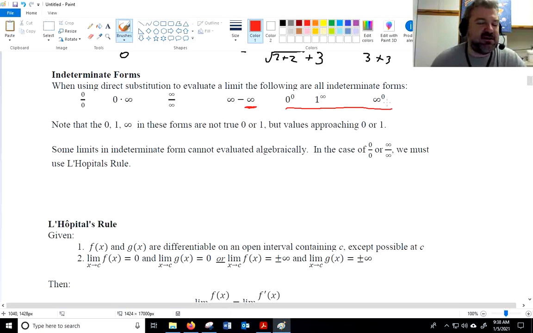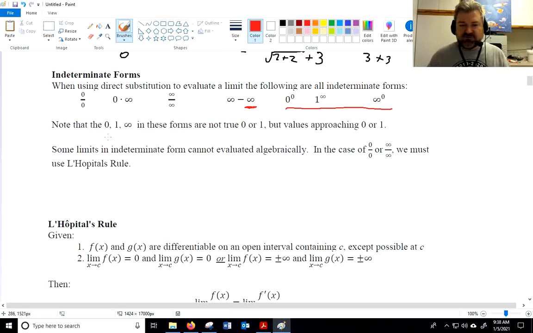Just keep in mind that not everything that has an infinity in it is indeterminate. Notice that we don't have an infinity plus an infinity. We don't have an infinity times infinity because those are not indeterminate. A number going to infinity plus a number going to infinity is going to infinity even faster. So not everything is indeterminate. It should make sense, though.